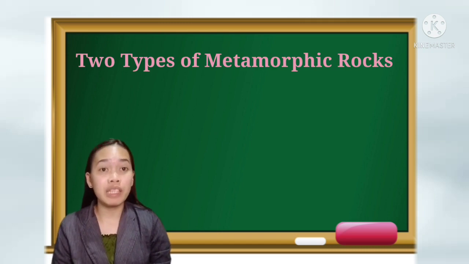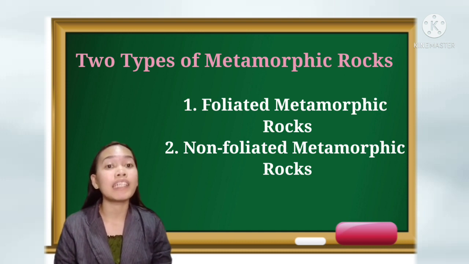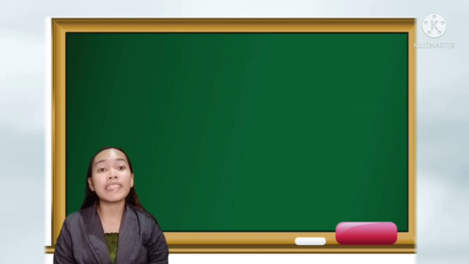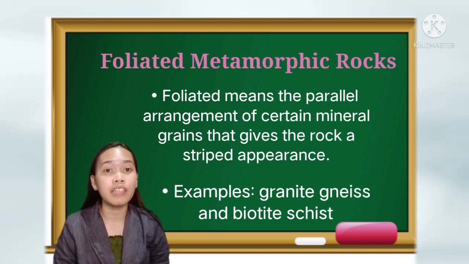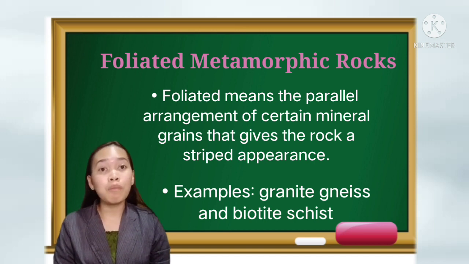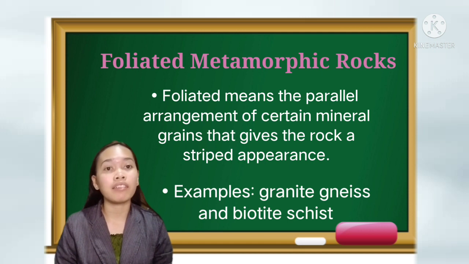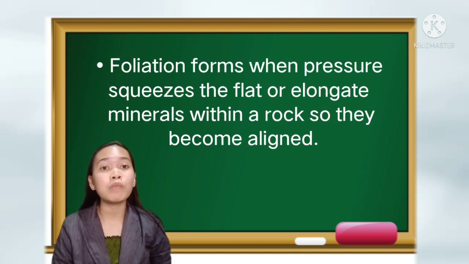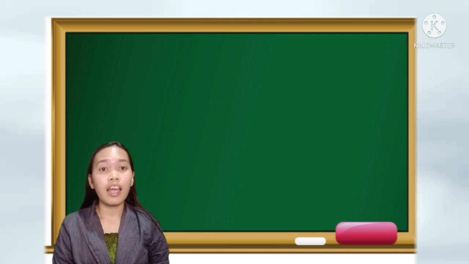There are two types of metamorphic rocks: foliated metamorphic rocks and non-foliated metamorphic rocks. When we say foliated, it means the parallel arrangement of certain mineral grains that gives the rock a striped appearance. Examples of foliated metamorphic rocks are granite gneiss and biotite schist. Foliation forms when pressure squeezes the flat or elongate minerals within a rock so they become aligned.